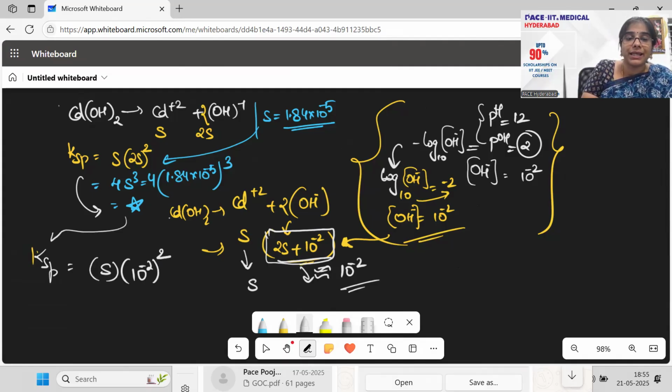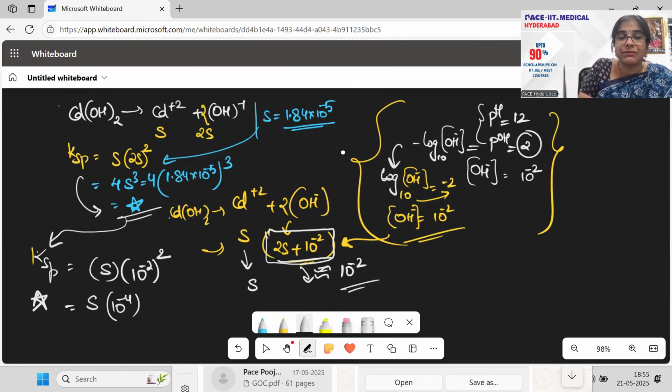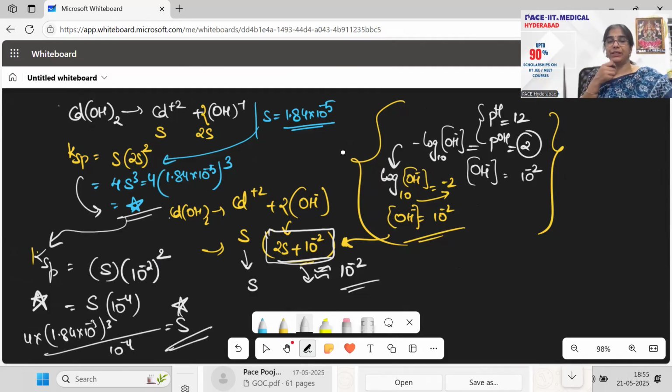This Ksp value will not change, because for the given salts the Ksp value will not change. So whatever this star value is, because I'm not multiplying that, this star value is times S into 10 to the power minus 4. Now what was the star value? 4 into 1.84 into 10 to the power minus 5, the whole cube, divided by 10 to the power minus 4 will give me the S value, and that is how we need to go about it.